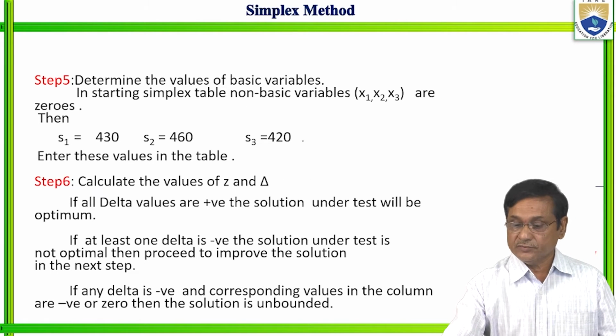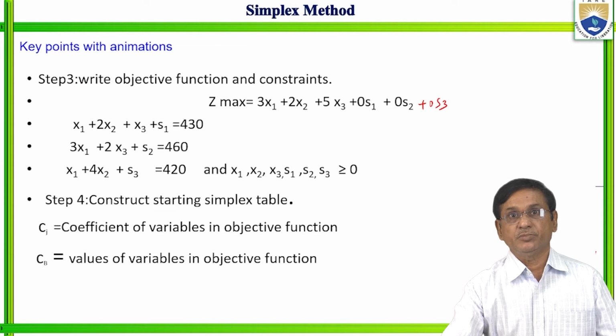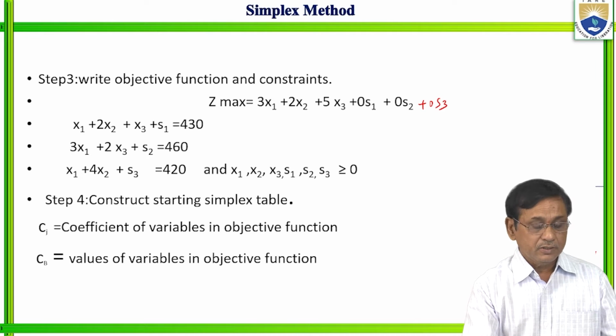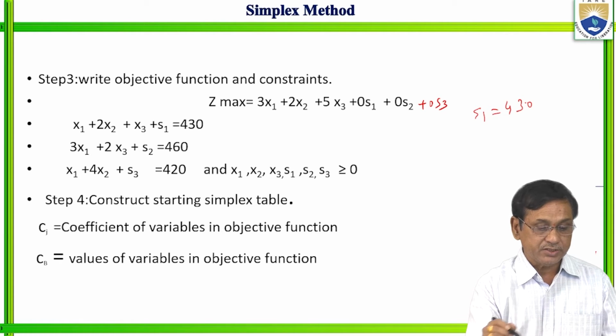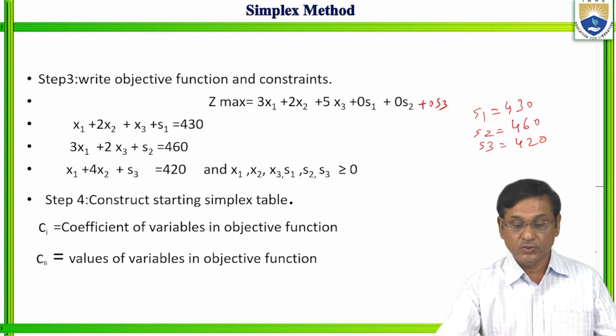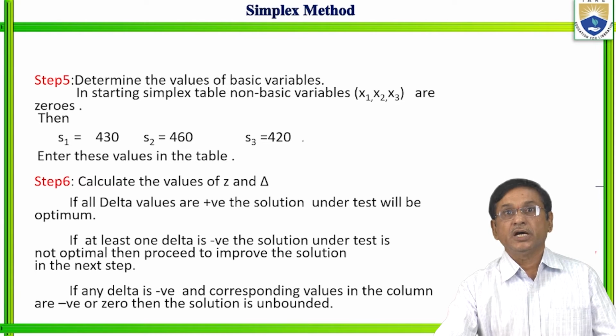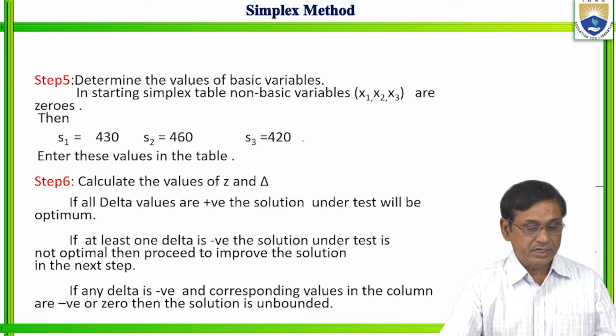Now determine the values of basic variables. The non-basic variables' values are zeros in the starting simplex table. Now, when x1, x2, x3 are zeros, then you are getting s1 is equal to 430; when x1, x3 are zeros, then s2 is equal to 460; and when x1, x2 are zeros, s3 is equal to 420. So these are the values corresponding to the basic variables. Now you see s1 is 430, s2 is 460, and s3 is equal to 420. So enter these values in the table.